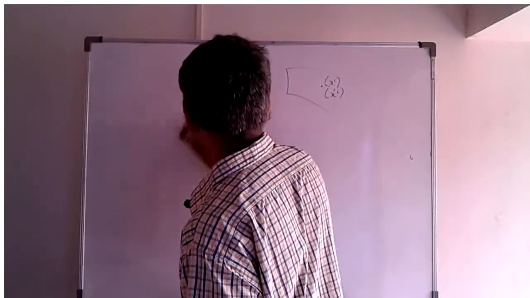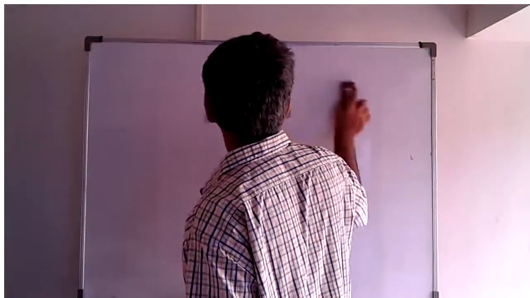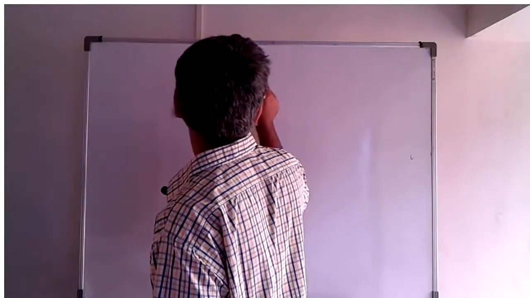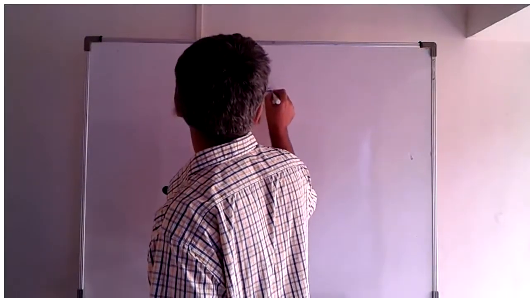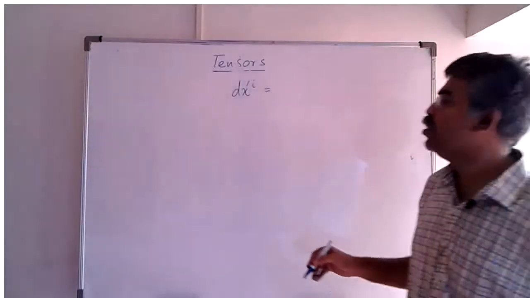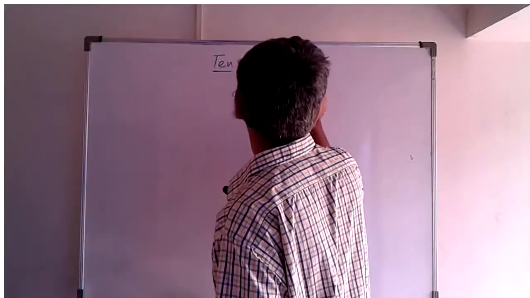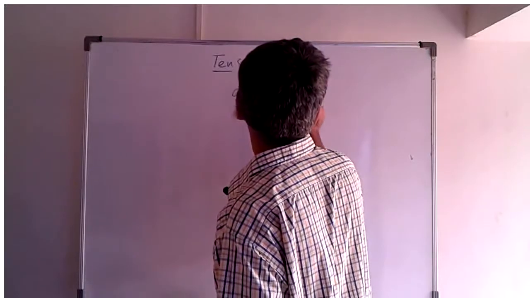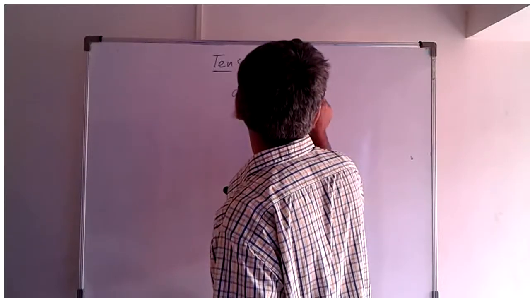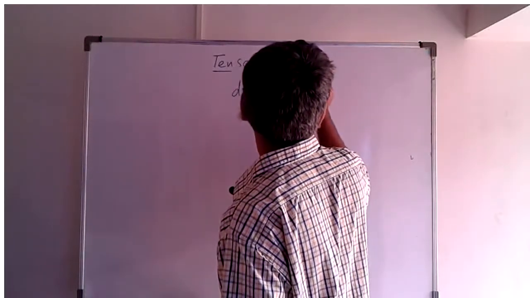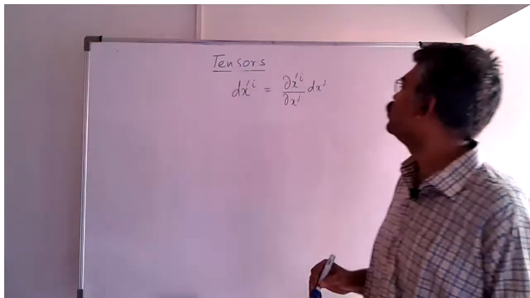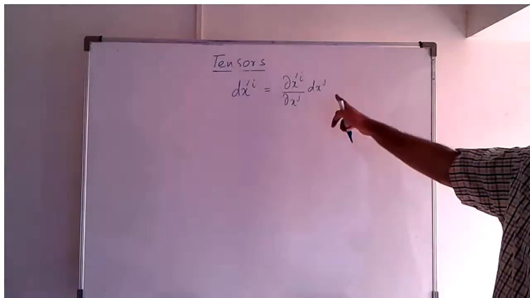Suppose dxi or dx prime i. This dx prime i changes like this: del x prime i del xj dxj. Right. You are identifying this statement.